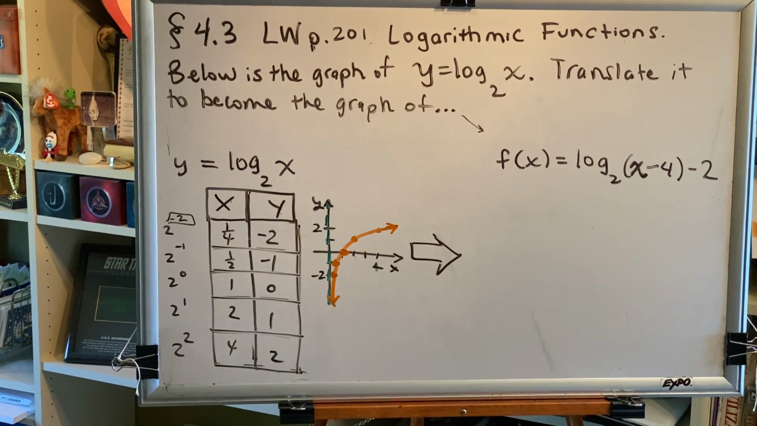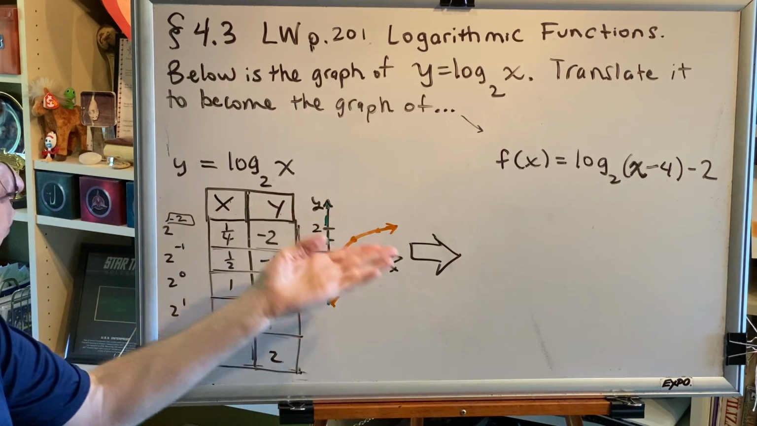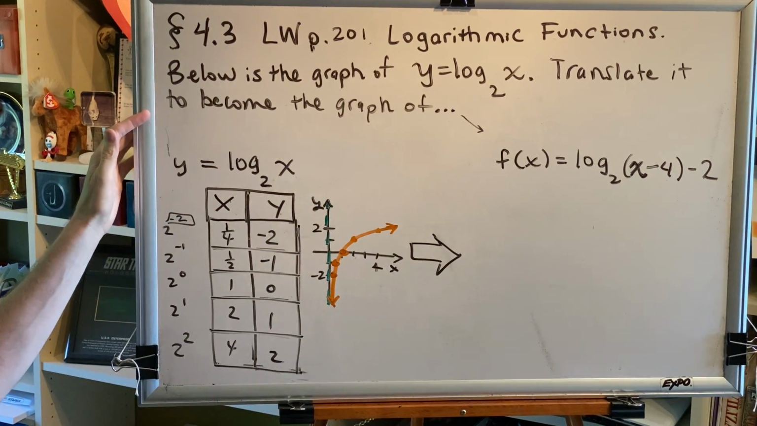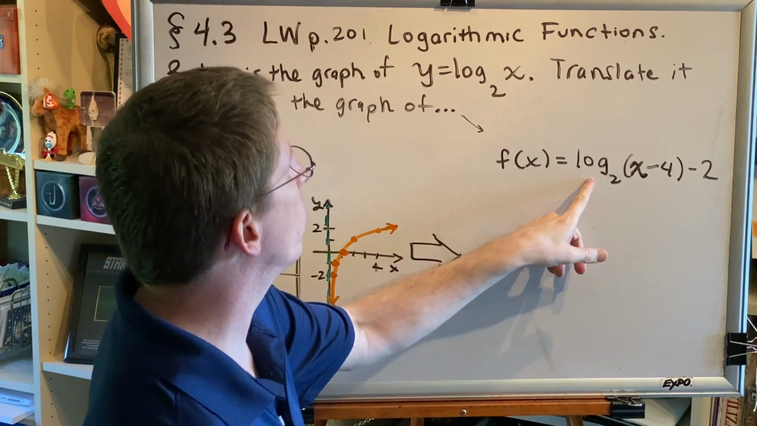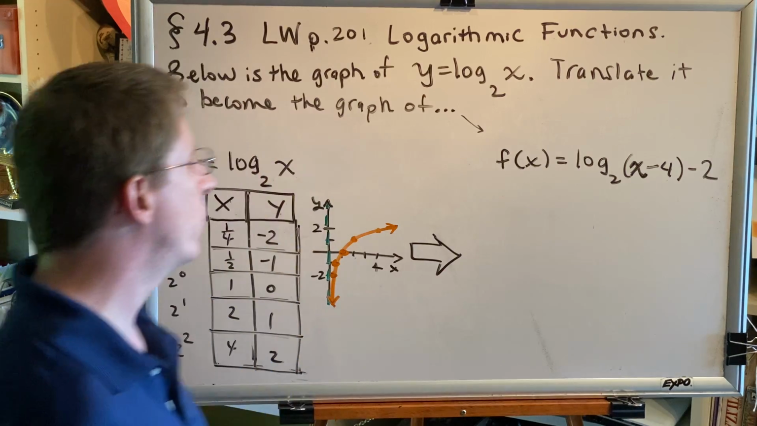Please open in your learning workbook to page 201. We're now going to solve some ALEKS problems involving transformations of logarithmic functions. Below is the graph of y equals log base 2 of x, translated to become the graph of f of x equals log base 2 of the difference x minus 4, subtract 2.